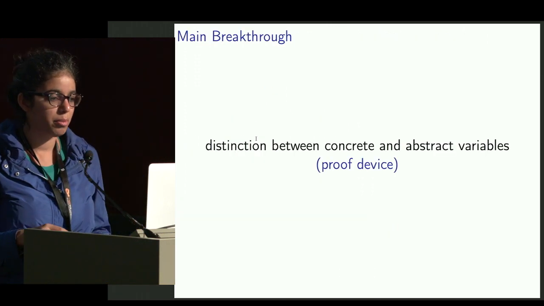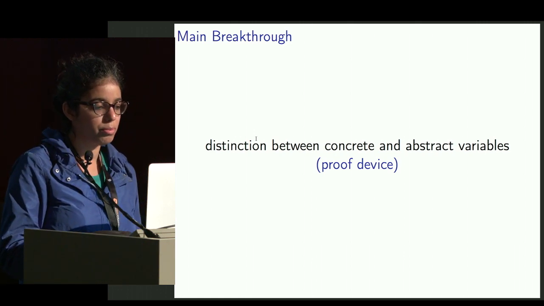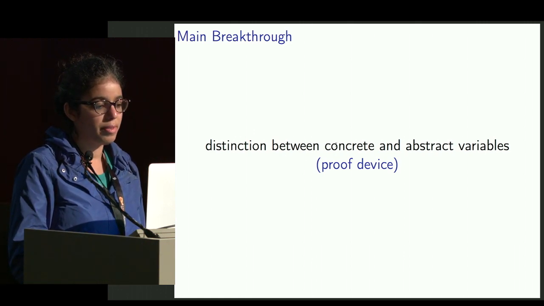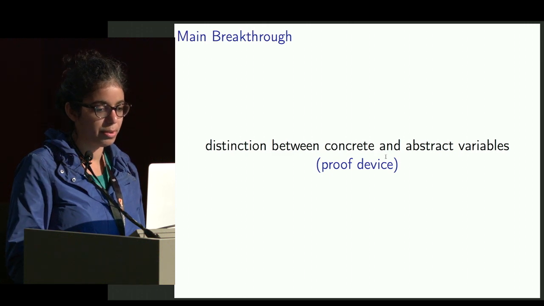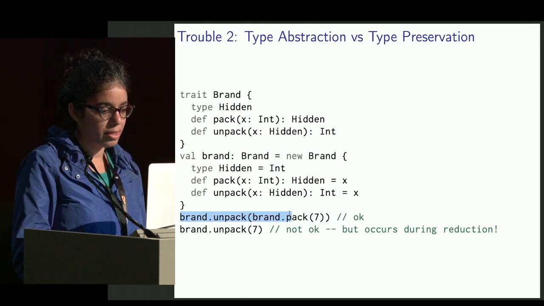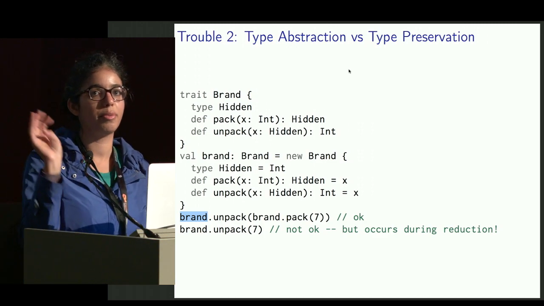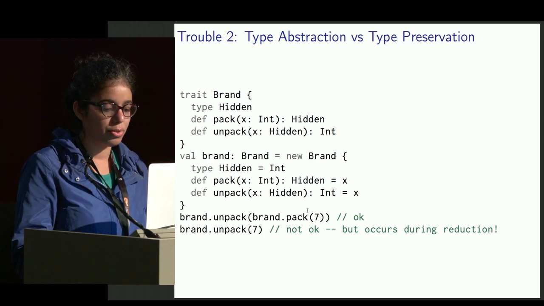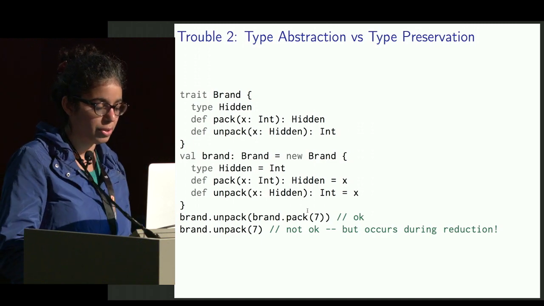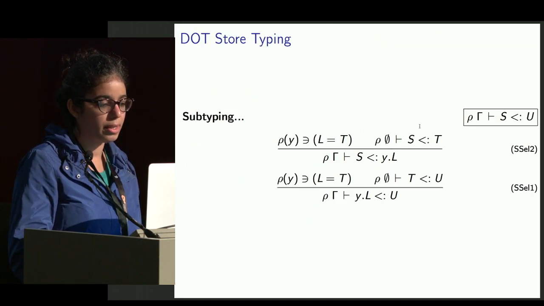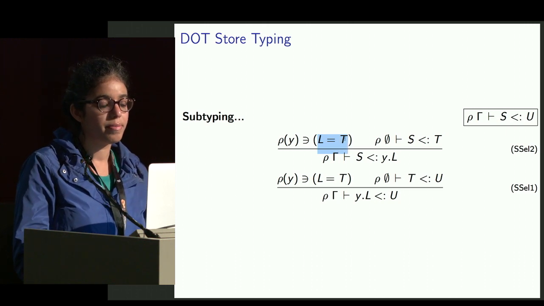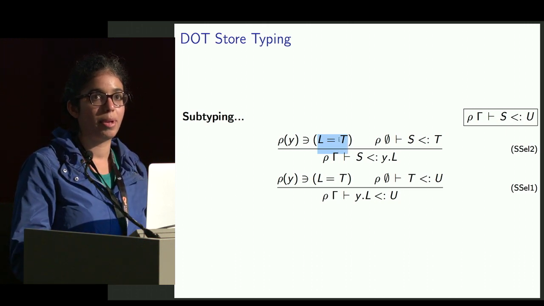And the main technical breakthrough, which I won't go into too many details about, was to have this distinction between concrete and abstract variables. So when you start the program, everything is abstract, but as you're computing, brand will be some object in the store, and then you have some very precise information about it. So in the proof, we do exploit that. And the way we do it is, in these rules that I showed you, if we have an actual object that points to the store, we use the precise information we have about how the type member is implemented.